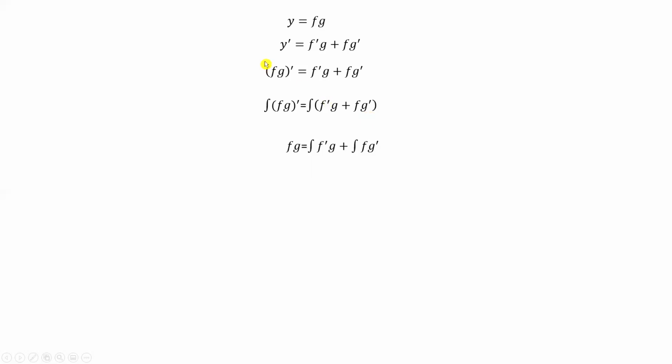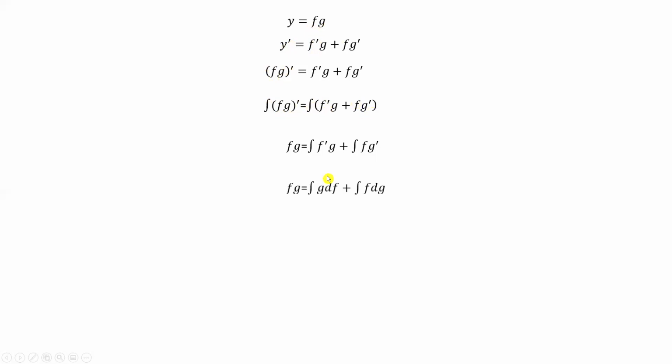So let's look at that again. We took the derivative using the product rule, replaced y with f times g, took the integral of both sides of the equation, said the integral of the derivative of just what we started with, and this one we're taking the integral of each term.